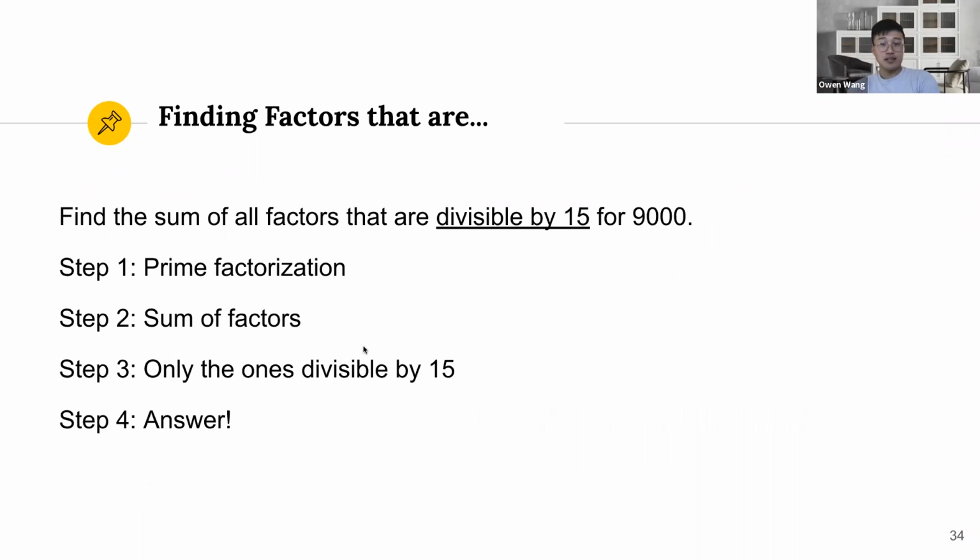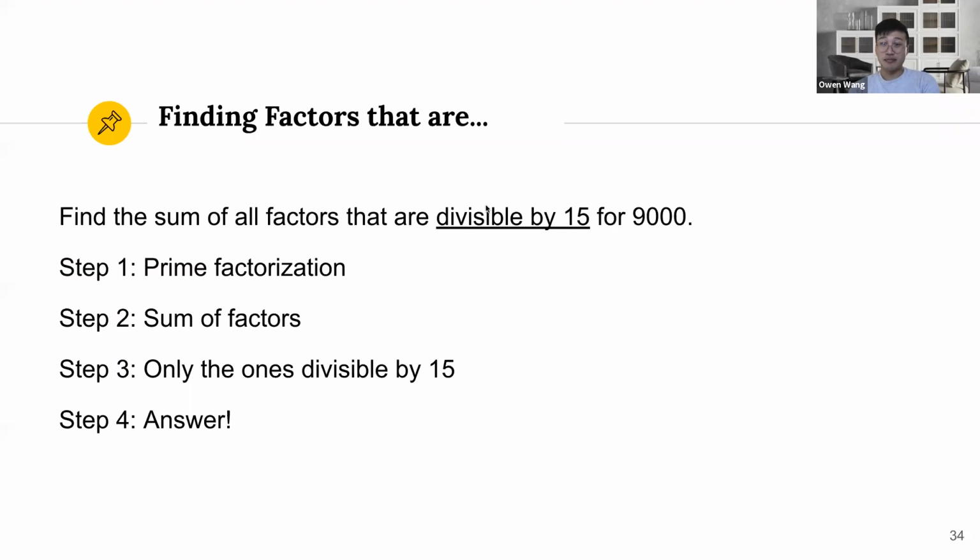Next one. Okay, we'll work through this together. This is going to be our review round because it's a lot of exercises. So this time I'm changing up the constraint again. I'd like us to find the sum of all factors of 9,000 that are divisible by 15.